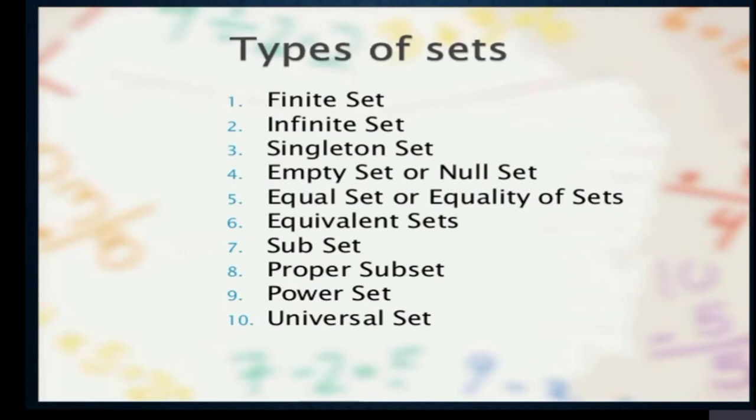Types of sets. There are 10 types of sets. First one is finite set, second one infinite set, third one singleton set, fourth one empty set or null set, fifth one equal sets or equality sets, sixth one equivalent sets, seventh one subset, eighth one proper subset, ninth one power set, 10th one universal set. Okay, let us see types of sets.